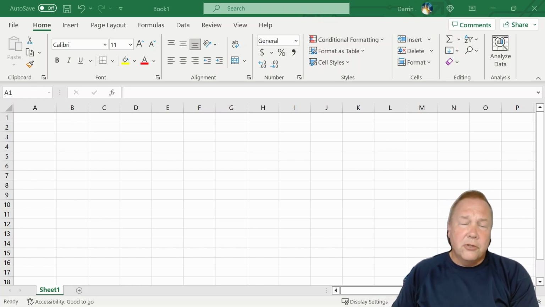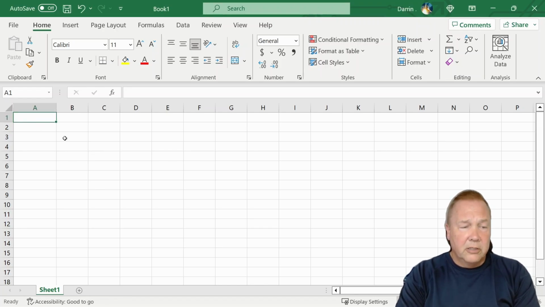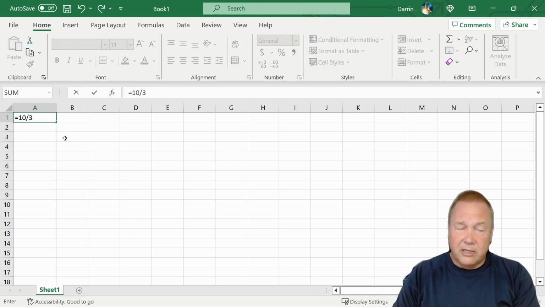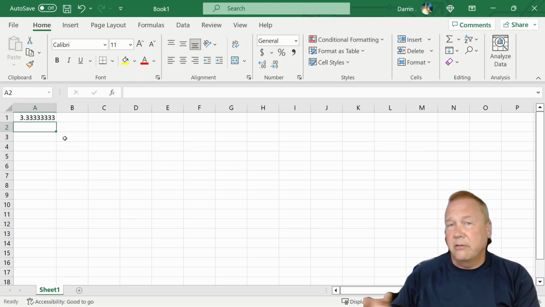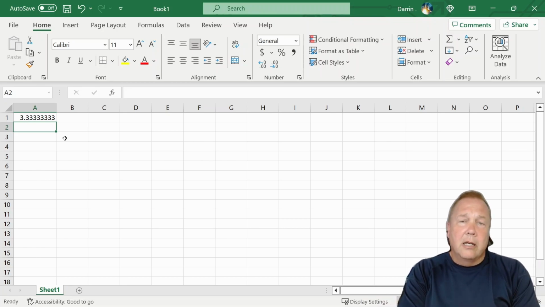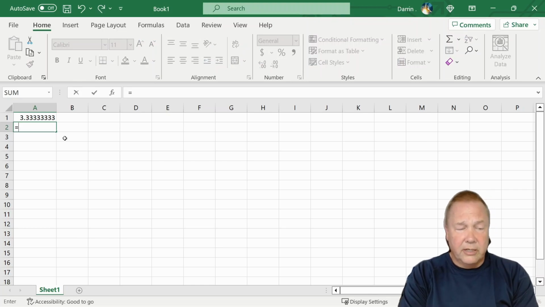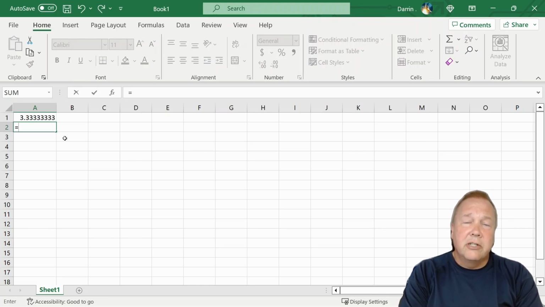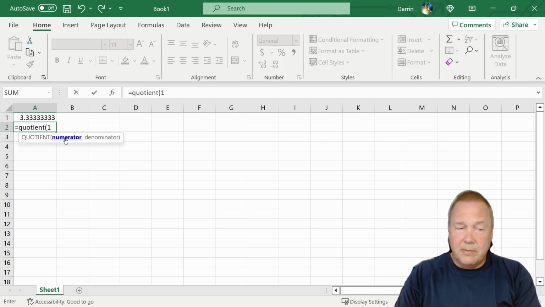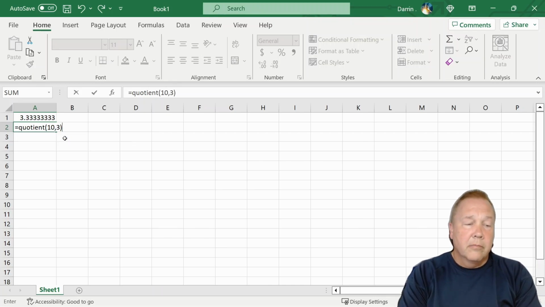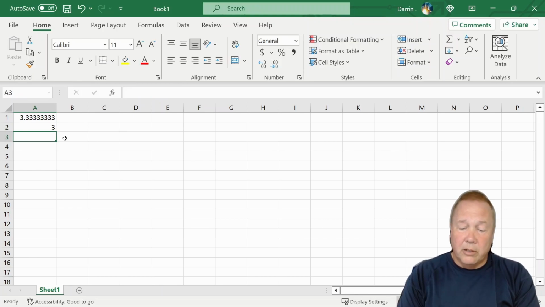So let's first look at how regular division works, and then we'll look at how integer division works. Regular division, say 10 divided by 3, gives us 3.33333. It's 3 and a third, and that's what most of us are used to. Now, if we look at integer division, on the other hand, the function is QUOTIENT. The parameters are pretty much what you'd expect: 10, 3, or 10 divided by 3, and that gives you 3. That's the whole number part.